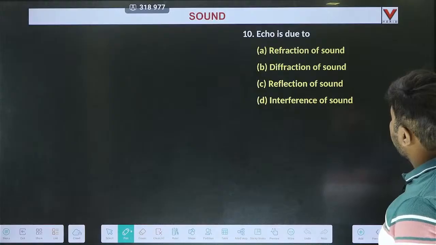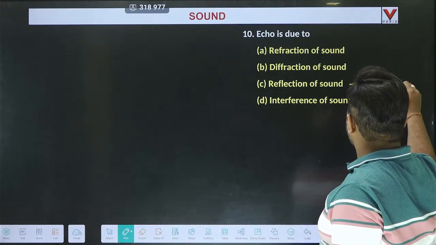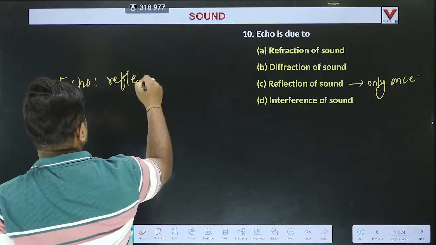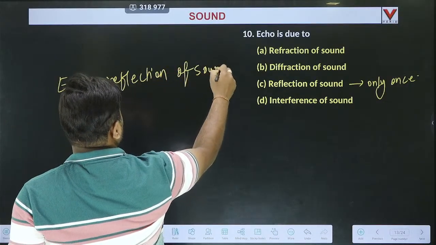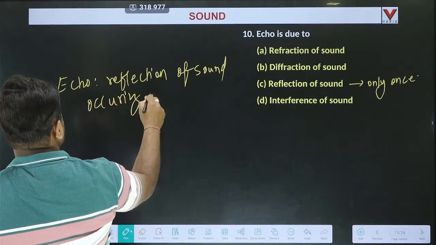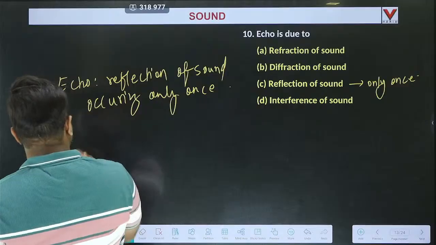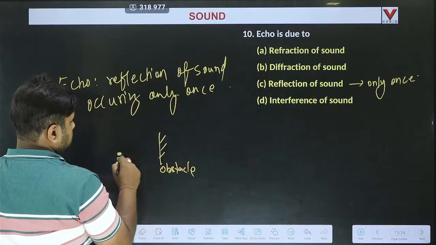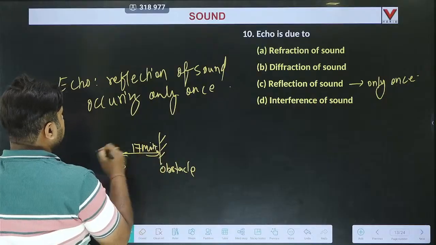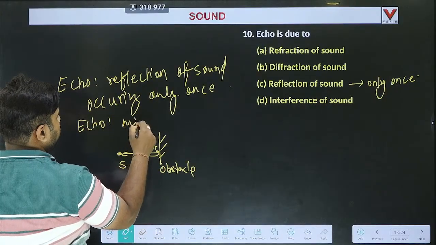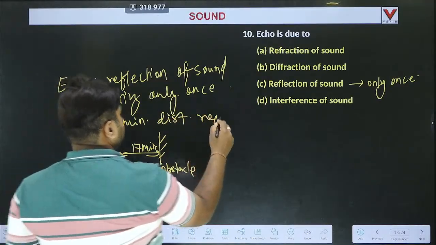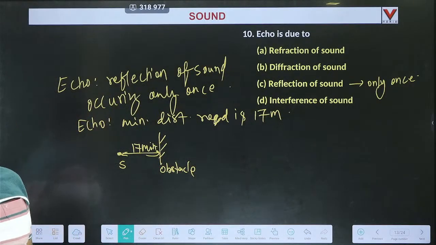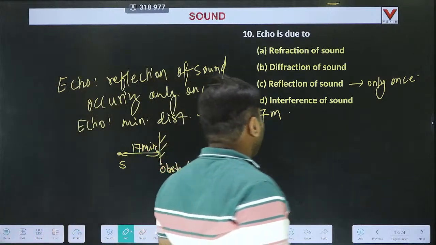Echo is because of reflection of sound only once. Echo is reflection of sound occurring only once. For echo, this is the source, this is the obstacle, so there is some minimum distance. This minimum distance is 17 meter. So the minimum distance required for the formation of echo is 17 meter.